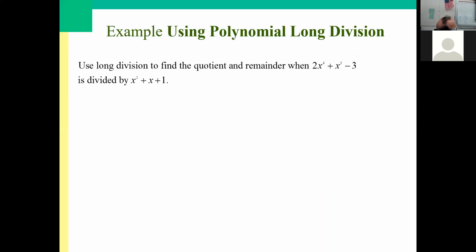So I want to see if you guys can do that one right there. You've got 2x to the fourth plus x cubed minus 3. You're going to divide that by x squared plus x plus 1.